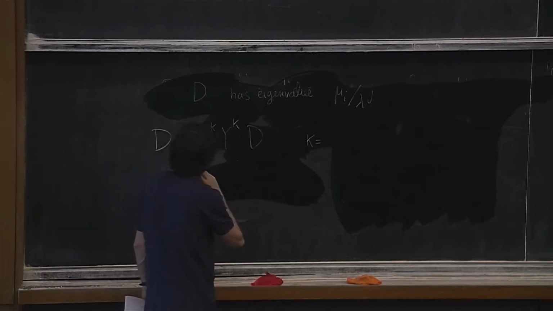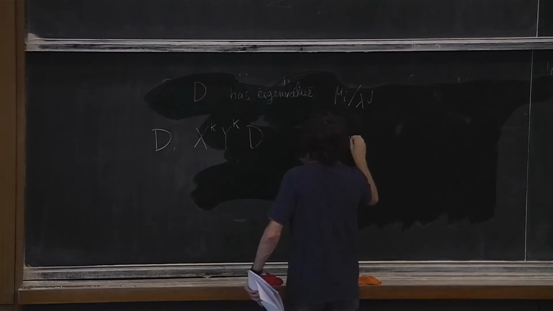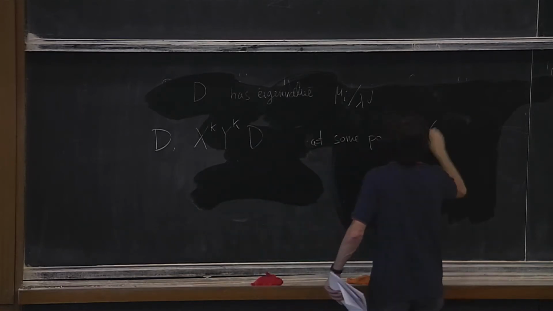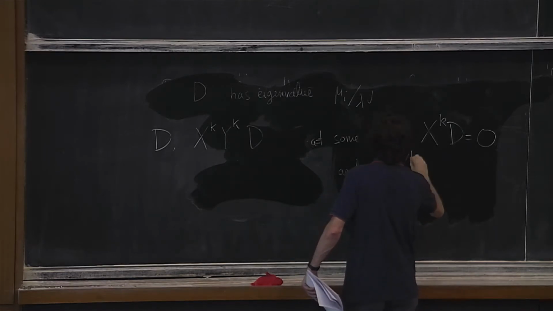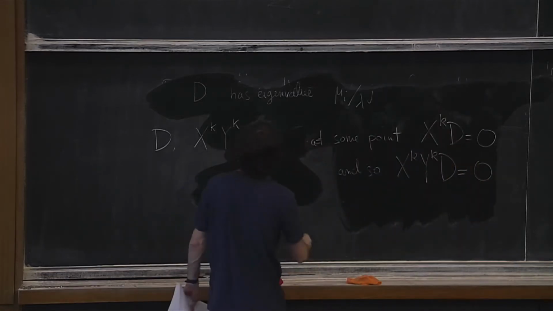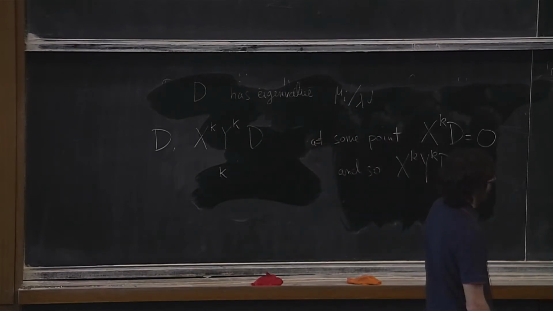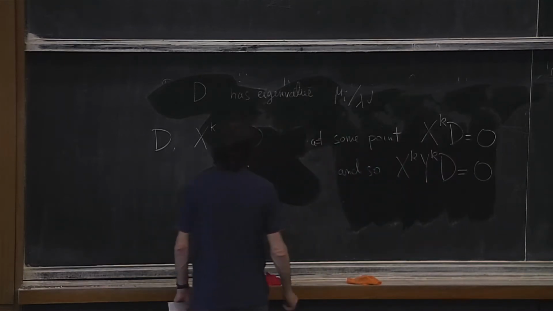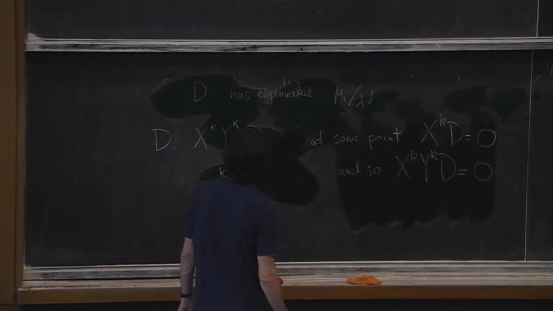For k equal to 0, we have D, and this will give us a basis. And now the point is that at some point we have that X^k D is equal to 0, and so also X^k Y^k D is going to be equal to 0 because of commutation, and this happens exactly at some k. So it depends on j. So what is the right answer? If j is equal to 1, we are looking at an invariant distribution. So I guess it happens exactly at k equal to j.